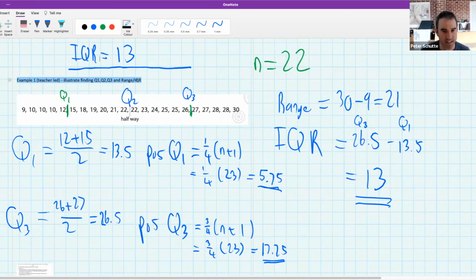Now, it takes a while to get used to the ideas, but my main goal today is making sure you know what quartiles are, how to calculate their position, how to find their value, and then knowing how the quartiles relate to the interquartile range and what that means.